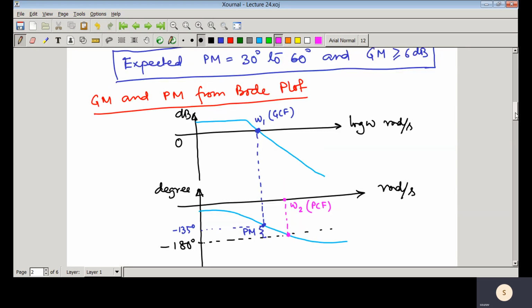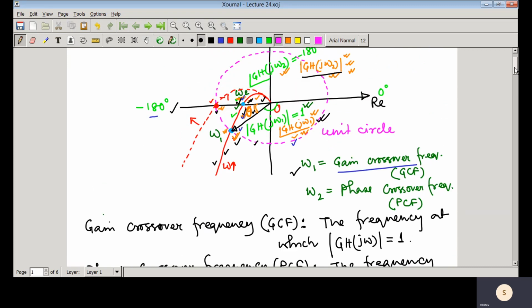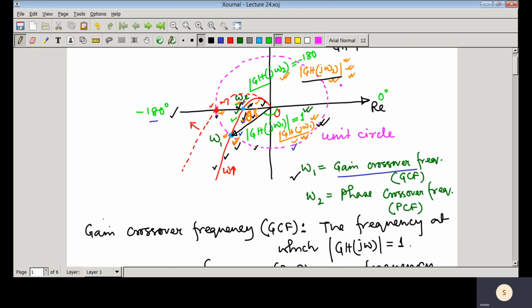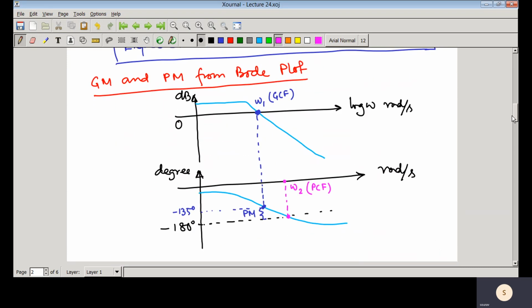And at the phase crossover frequency, if we take the reciprocal, 1 by j omega 2, here we can see from the Bode plot, this is that value. That means if we add this, then it would be equal to 0 dB. That means the gain would be equal to 1. So this is actually the gain margin.